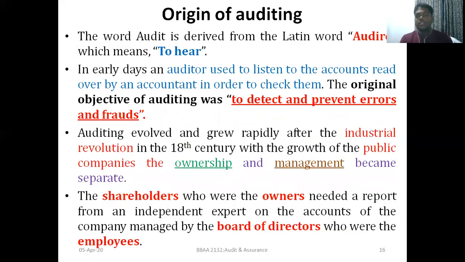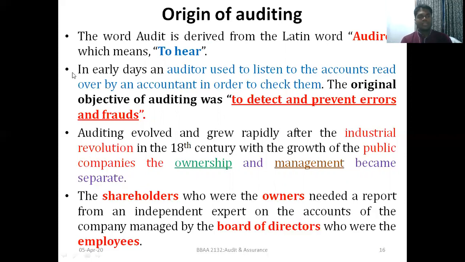Then we can say the origin of auditing. Origin means we are going to discuss when the auditor evolved, what the status is, and the constitution of auditing. Different things we are going to discuss here. The word audit is derived from the Latin word audio, which indicates the meaning of to hear, to listen.